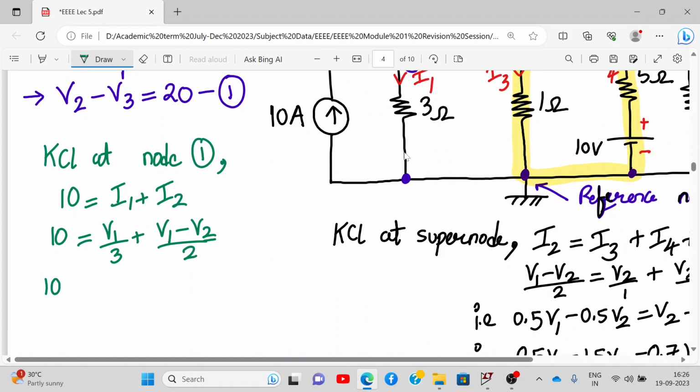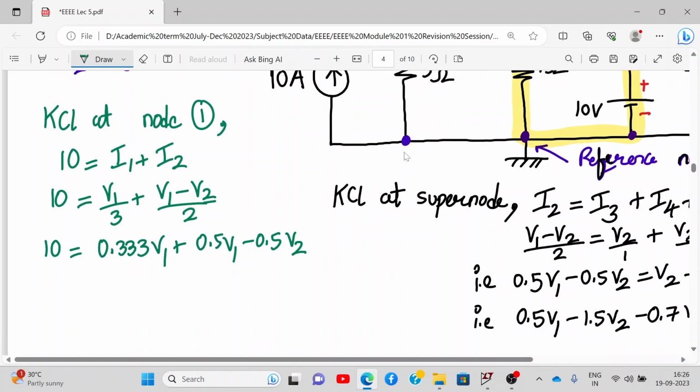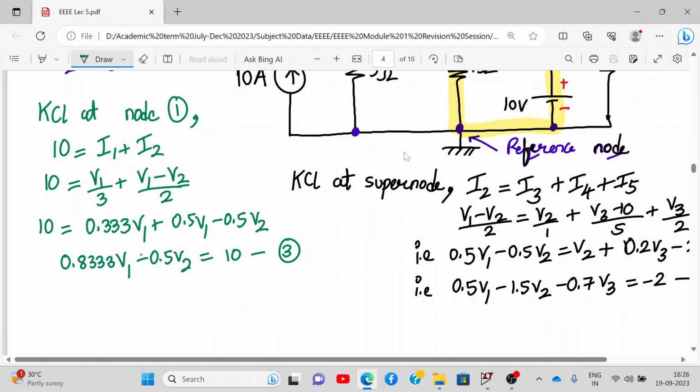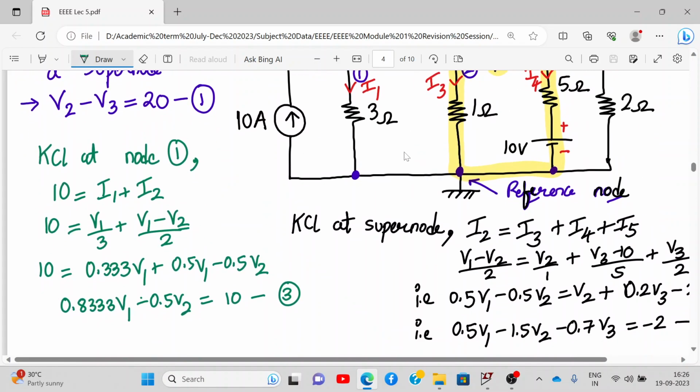Alright. So we'll write over here, 1 upon 3 will be 0.33 V1. 1 upon 2 will be 0.5 V1 minus 0.5 V2. Now we club the terms together, so we'll get 0.8333 V1 minus 0.5 V2 is equal to 10. This is equation number 3. Alright, so we have the three equations. So let's solve them simultaneously together.